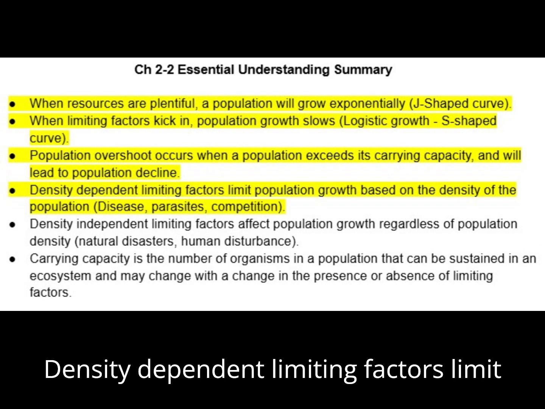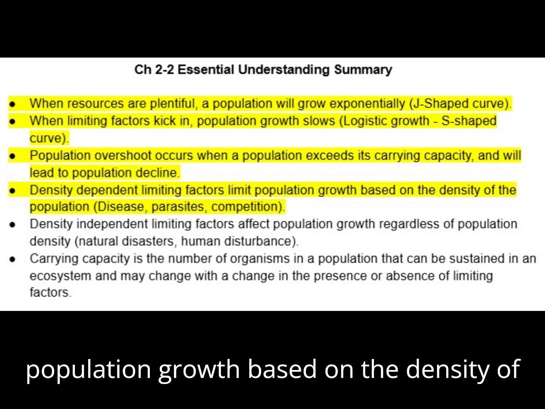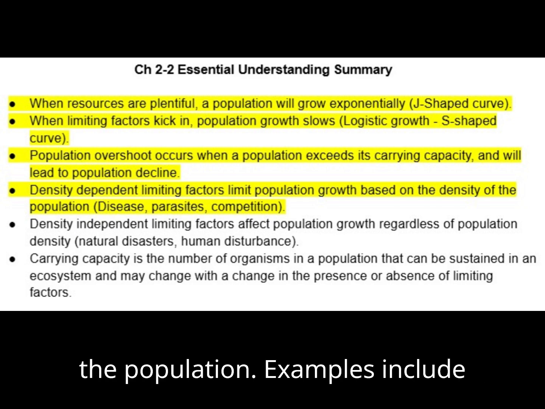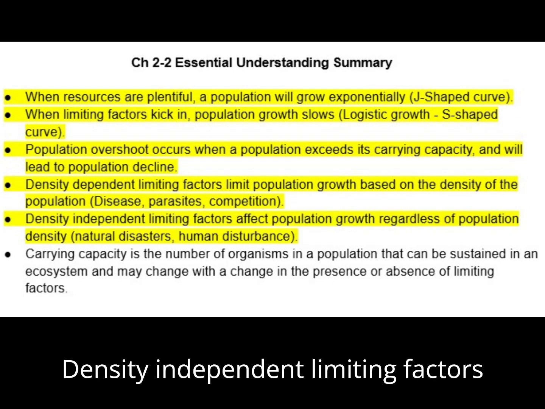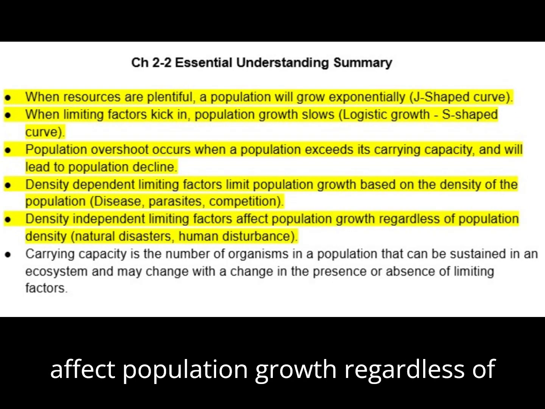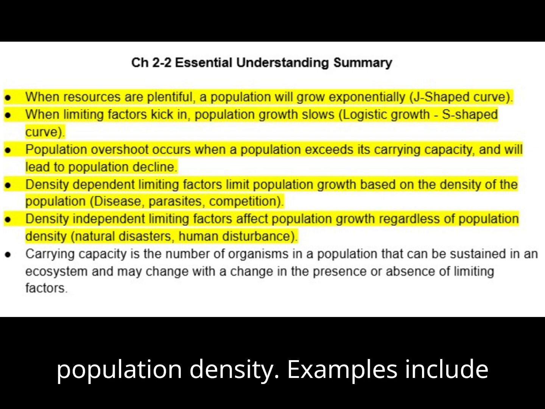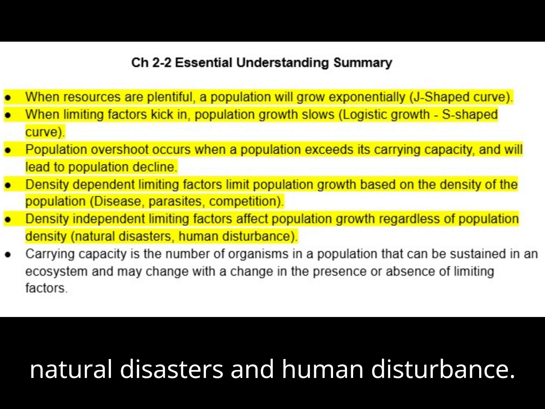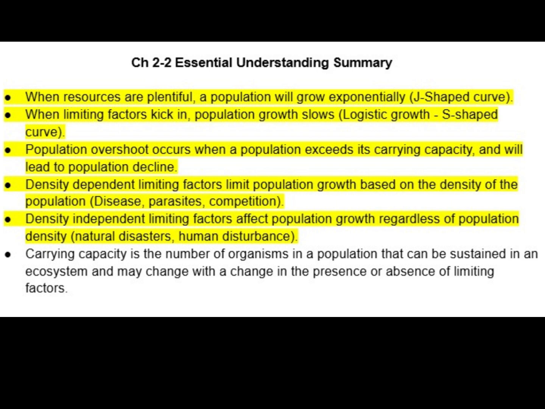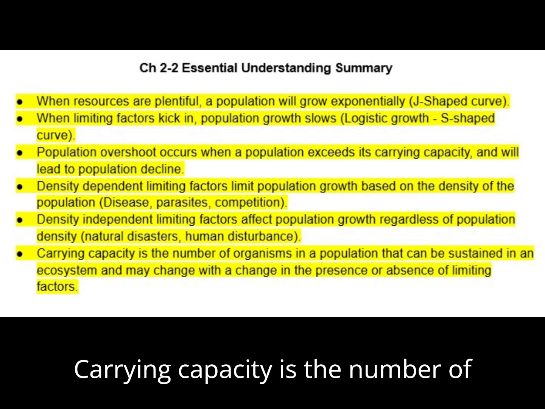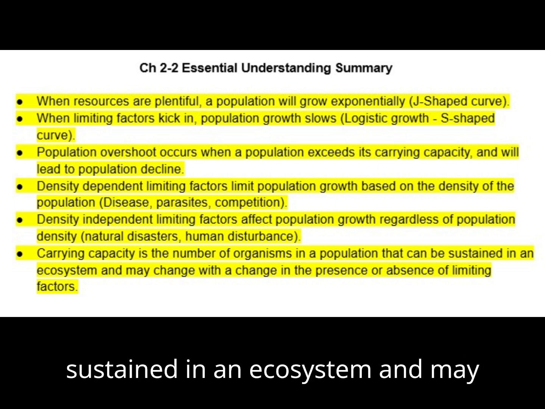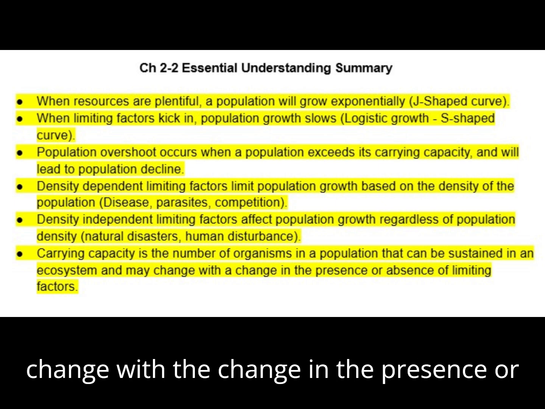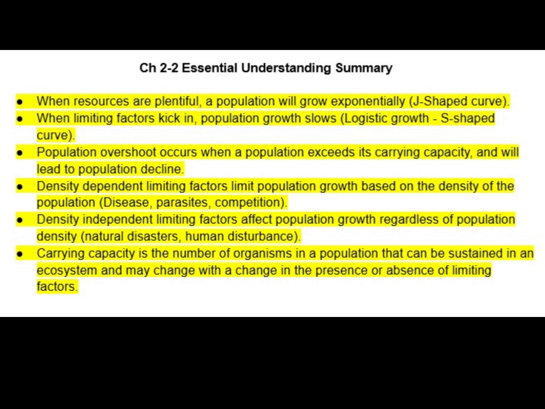Density-dependent limiting factors limit population growth based on the density of the population. Examples include disease, parasites, and competition. Density-independent limiting factors affect population growth regardless of population density. Examples include natural disasters and human disturbance. Carrying capacity is the number of organisms in a population that can be sustained in an ecosystem and may change with a change in the presence or absence of limiting factors.